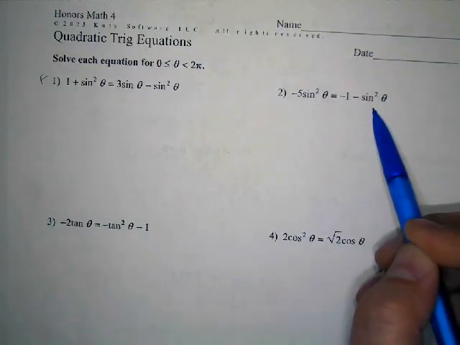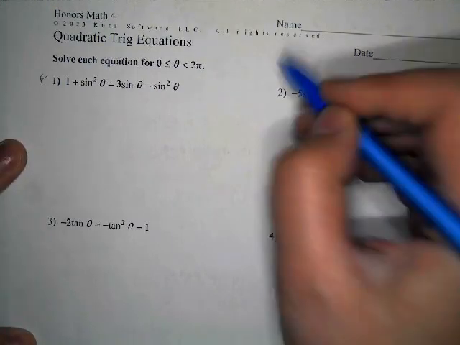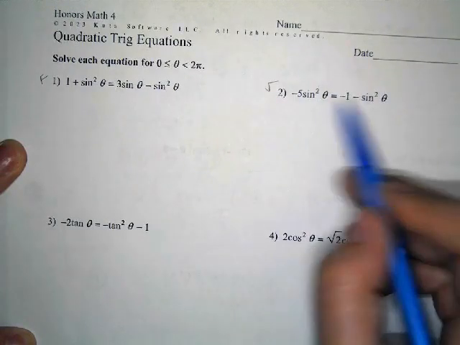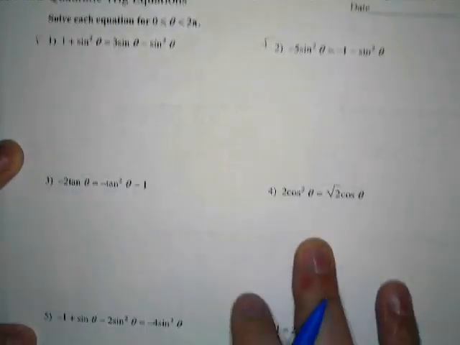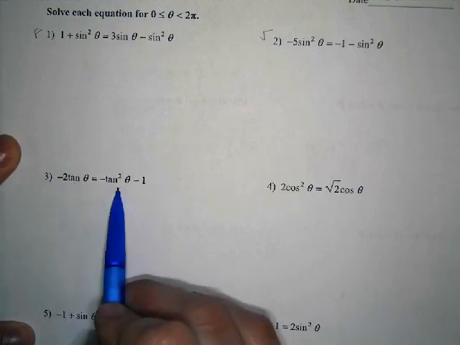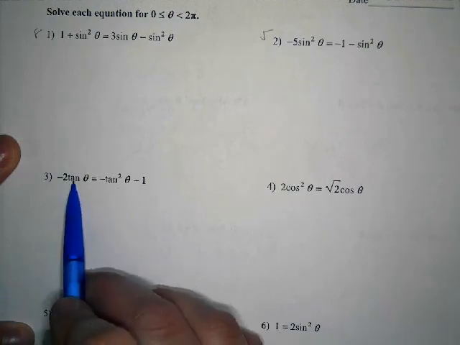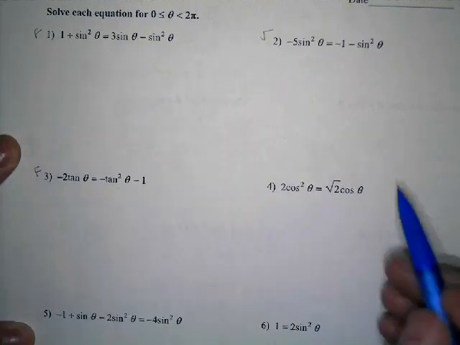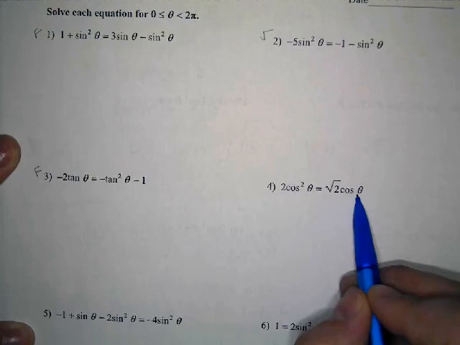Number 3 has a tan and a tan squared. Are we taking square roots, or are we factoring? We're going to factor because it has a tan and a tan squared. It's got both. Okay, we got a cos squared and a cos. Are we taking square roots or factoring? We're factoring because it's got both. It's got a cos squared and a cos.